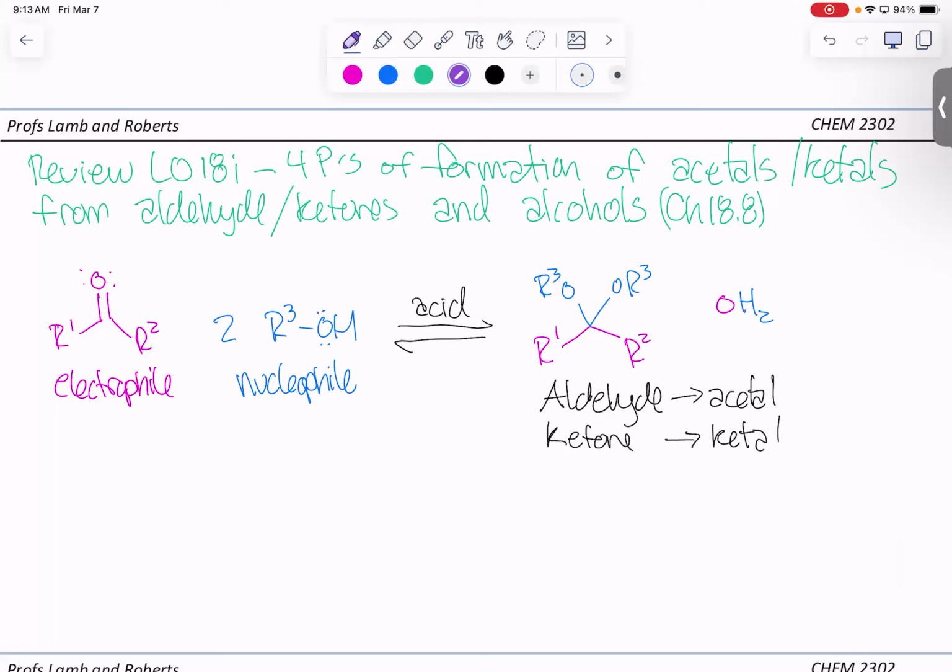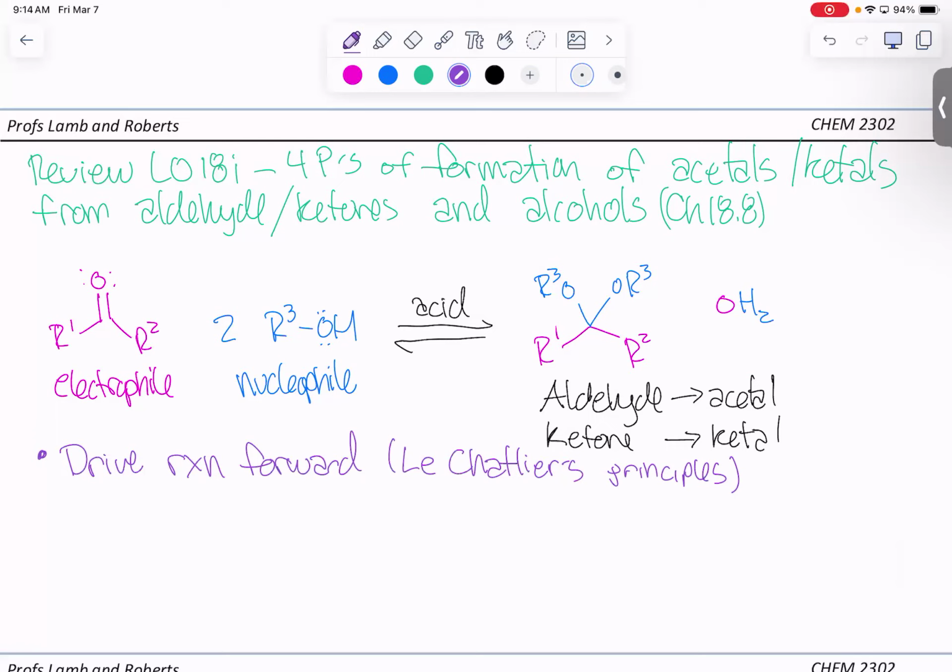So we said this reaction is under equilibrium, and so we could drive our reaction forward with the same sort of Le Chatelier's principles, right? So we can think about Le Chatelier's principles. If we remove a component from our products, such as water, we can drive our reaction forward.